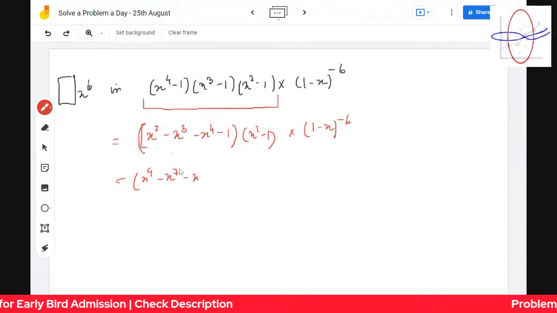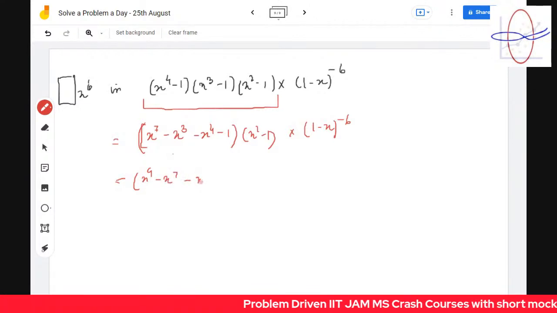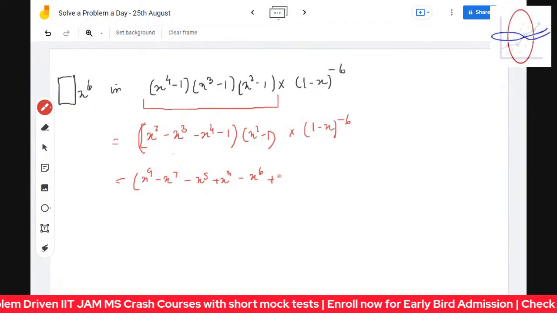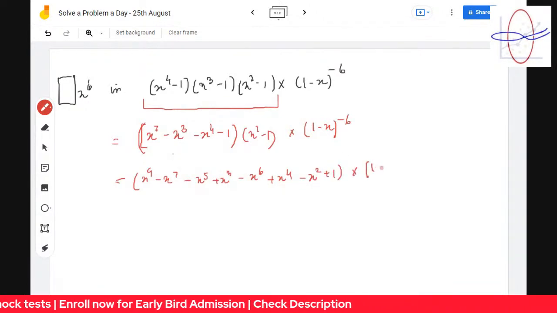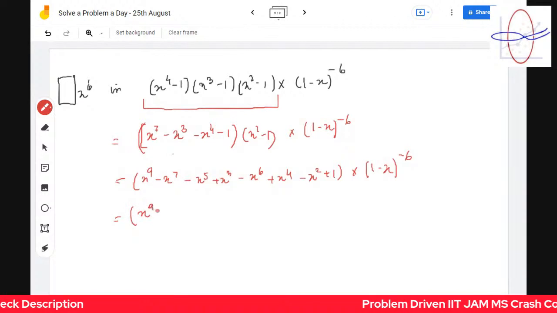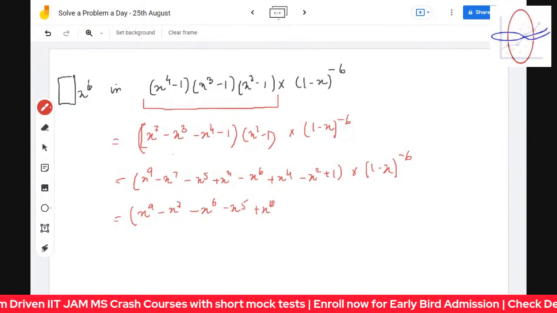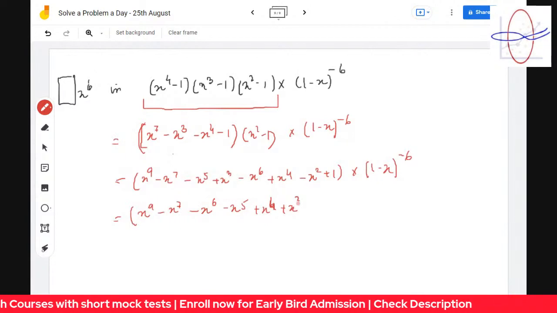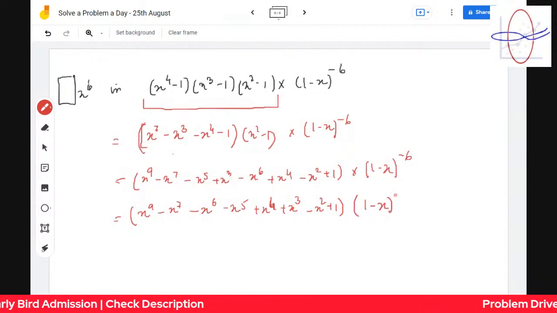So let's write it down properly. Let's write it down step by step so that I don't make a mistake. Minus x to the power 5 plus x cube minus x to the power 6 plus x to the power 4 minus x square plus 1 times 1 minus x whole to the power minus 6. So you get x to the power 9 minus x to the power 7 minus x to the power 6 minus x to the power 5 plus x to the power 4 minus x plus x cube minus x square plus 1 into 1 minus x whole to the power minus 6.